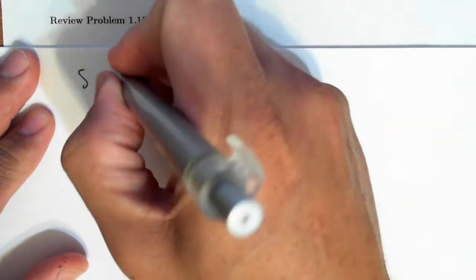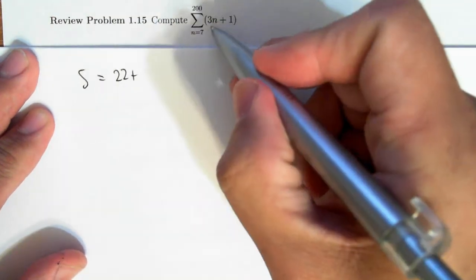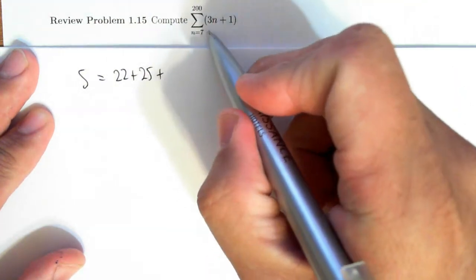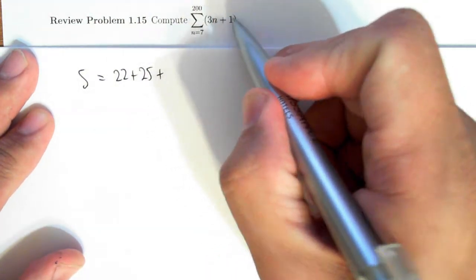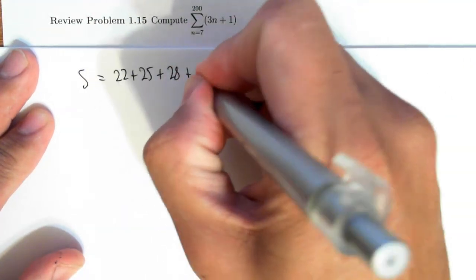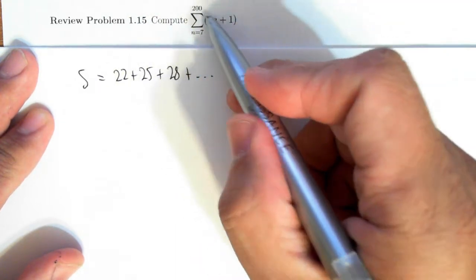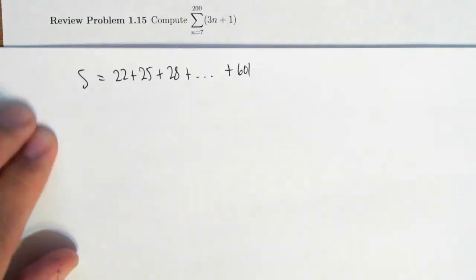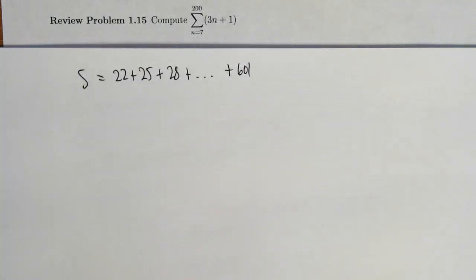If I plug in 7, I get 22. If I were to plug in 8, I get 24 plus 1 is 25. If I were to plug in 9, I'd get 27 plus 1 is 28. And at the very end, if I were to plug in 200, I get 600 plus 1 makes 601. And I recognize that this is an arithmetic series.